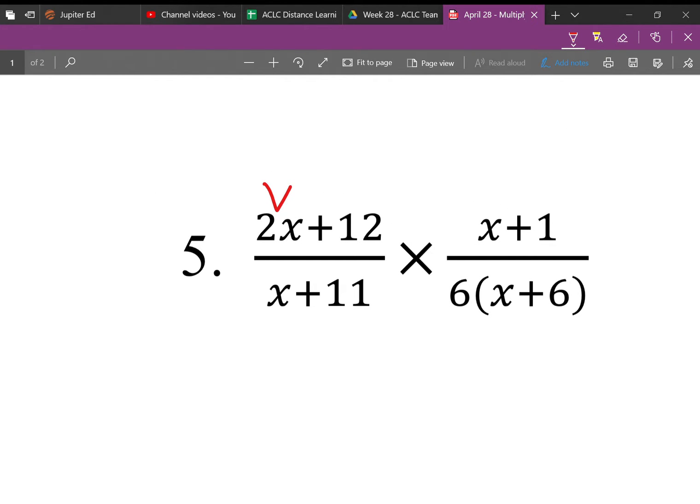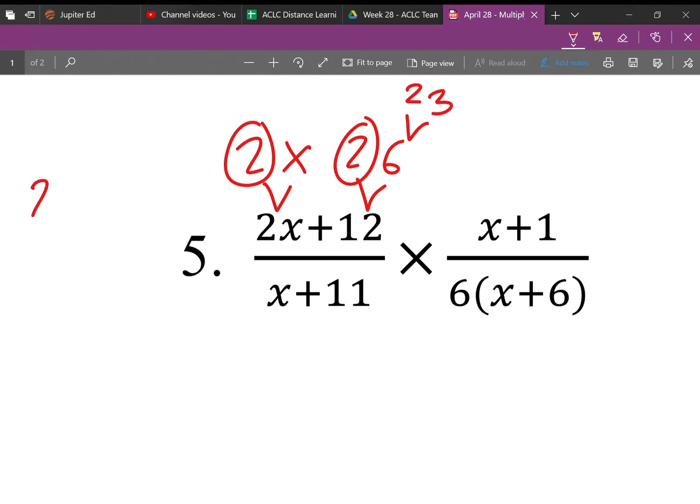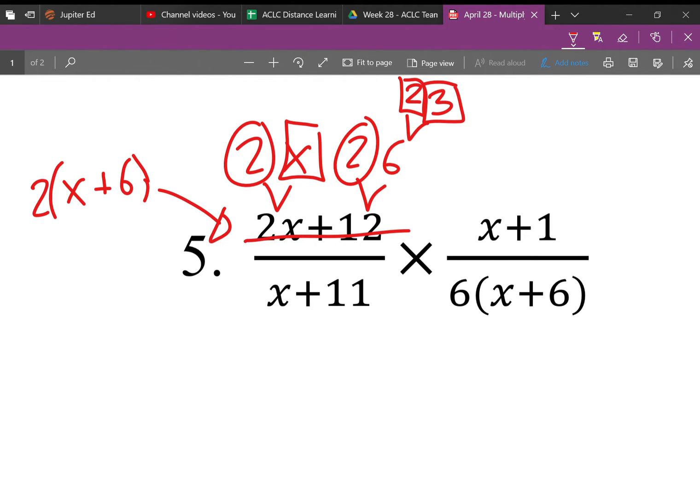Well, 2x, hopefully you remember, is 2 times x. That's why we spent all that time factoring, so we could use it. 12 is equal to 2 times 6, and 6 is equal to 2 times 3. So my greatest common factor, the only thing in common, is 2. I'll write this over on the side. And then the leftovers, I have an x, and I have a 2 and a 3, which makes 6. Now what that means is I can replace this 2x plus 12 with 2 times x plus 6.